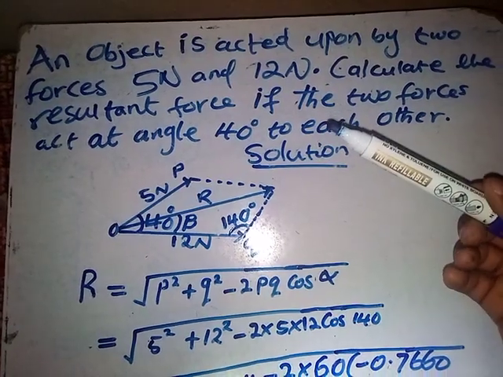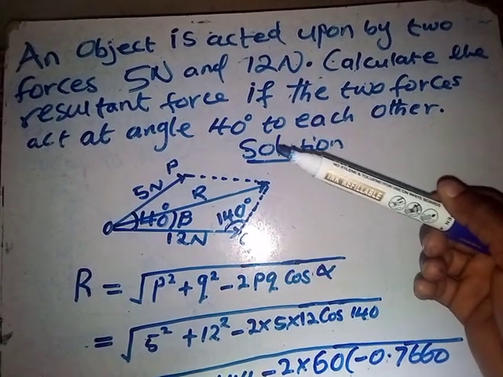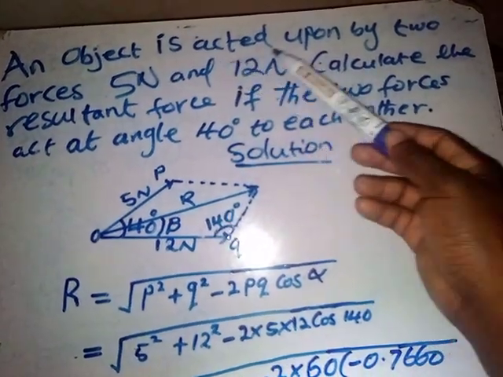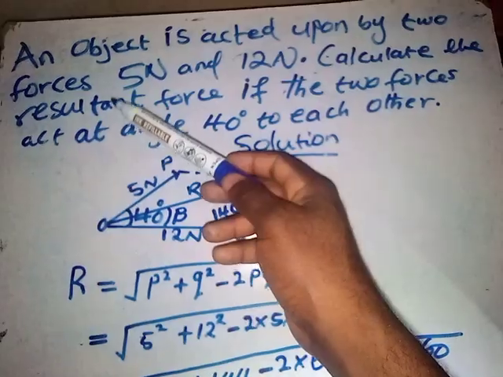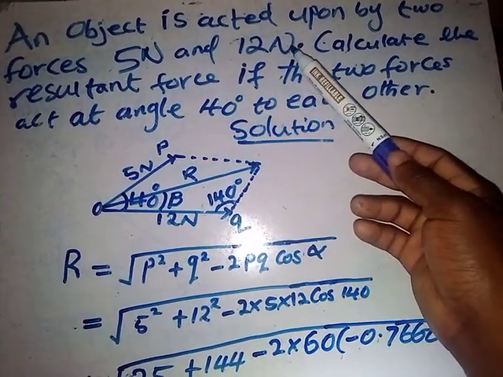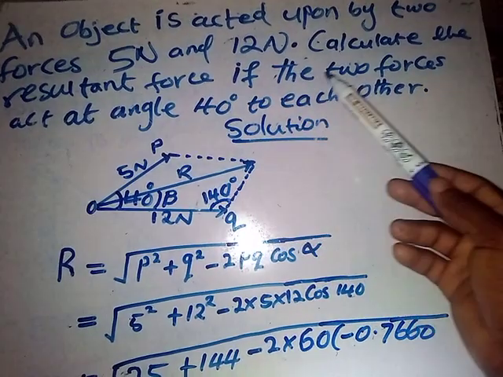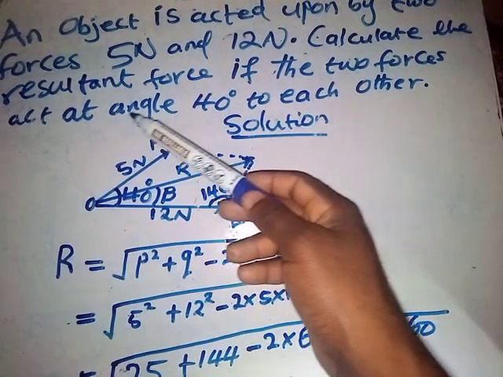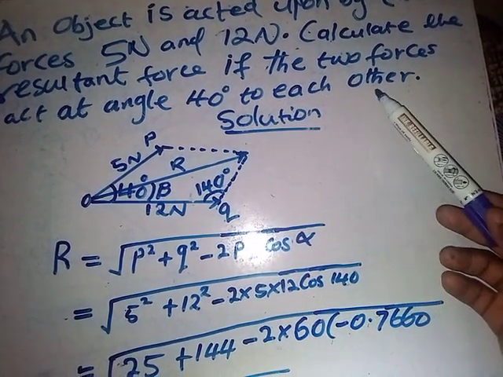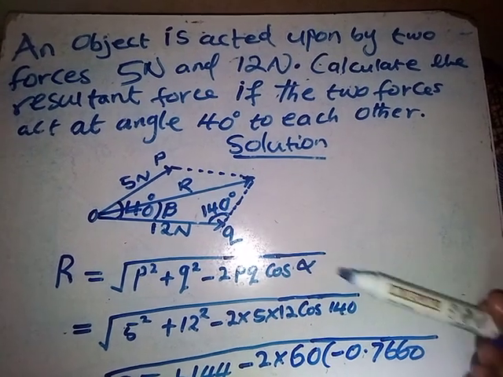I'm here again. We have a question before us, and this question says an object is acted upon by two forces, 5 Newton and 12 Newton. Calculate the resultant force if the two forces act at an angle of 40 degrees to each other. So here is the question, and how do we approach this?